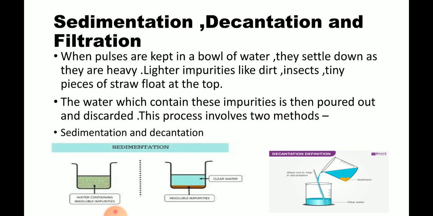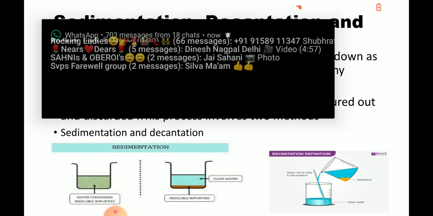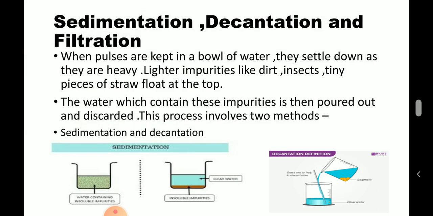Let's see what about liquids. It means if solid and liquid are mixed together, how can we separate that kind of substances? So here, when pulses are kept in a bowl of water, you have noticed this example I gave, when mother tried to wash the rice before cooking. When pulses are kept in a bowl of water, pulses being heavier, they settle down, and the lighter impurities, the dirt and the impurities, come up onto the surface.